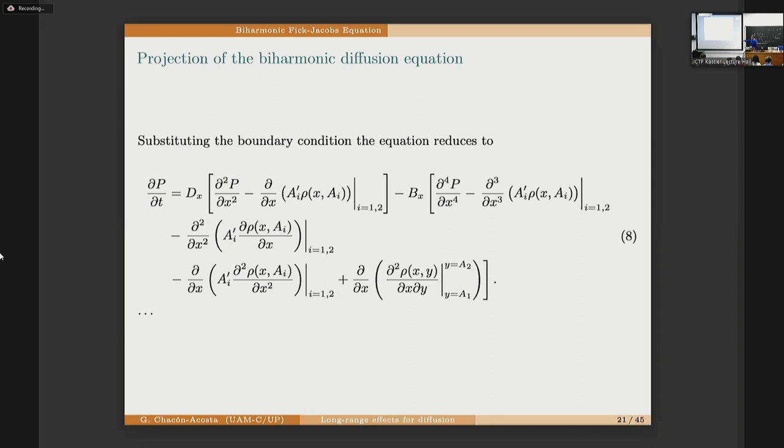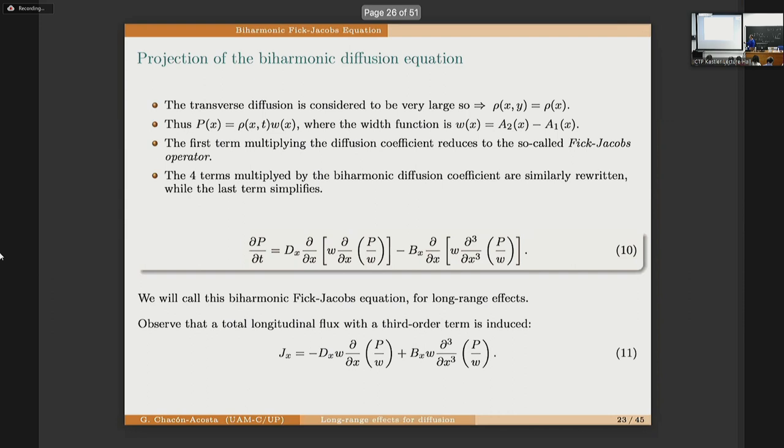This can be related to the standard Fick-Jacobs term, but then there are these other terms. One interesting term is this one that depends on the derivative of y, which usually does not happen in the standard approach. After some rearrangement of the terms, one can arrive at this equation, and then we found that there is also a kind of flux due to this fourth order term, but applied to this approximation.